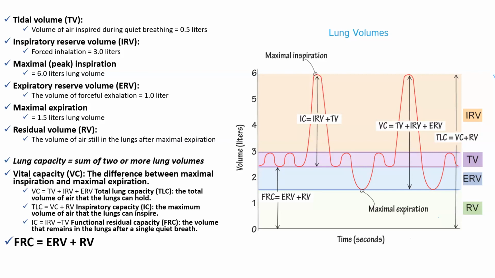Functional residual capacity, manipulated by PEEP, CPAP, EPAP, plus FiO2 are about oxygenation. So in the most straightforward way, even if I don't say anything else about mechanical ventilation, when my patient is retaining CO2, I'm going to address that with tidal volume and respiratory rate. And if my patient is hypoxemic, I'm going to address that with FiO2.